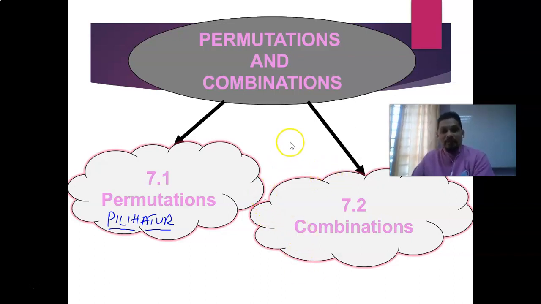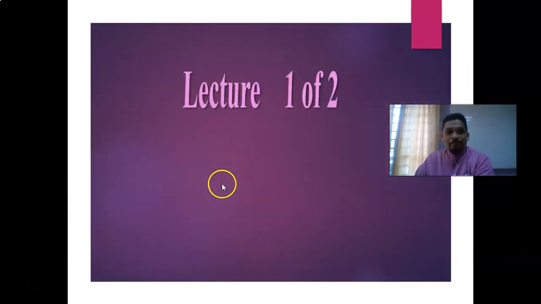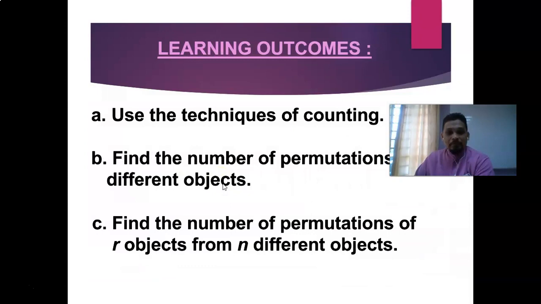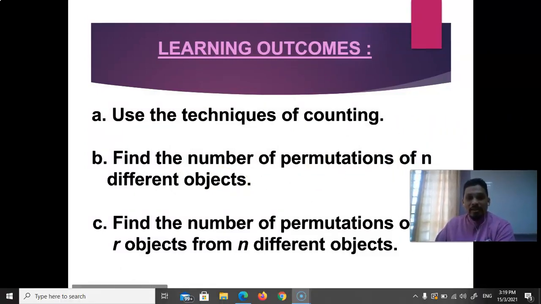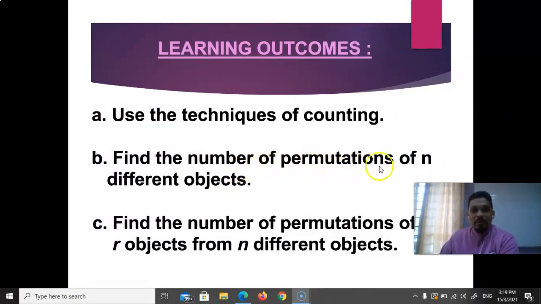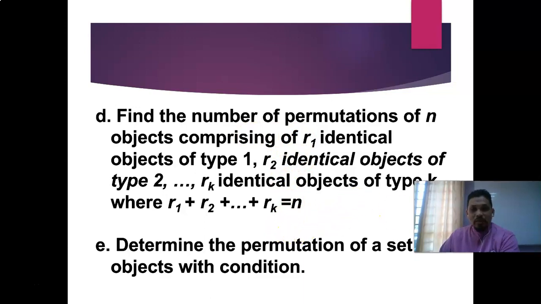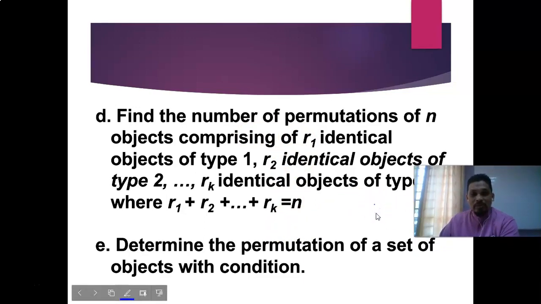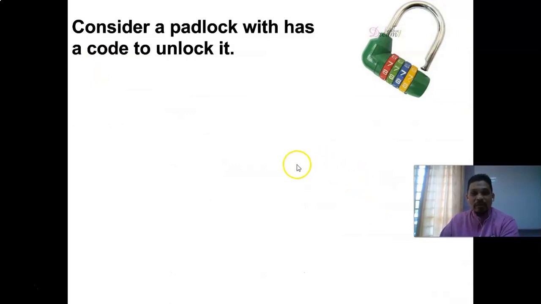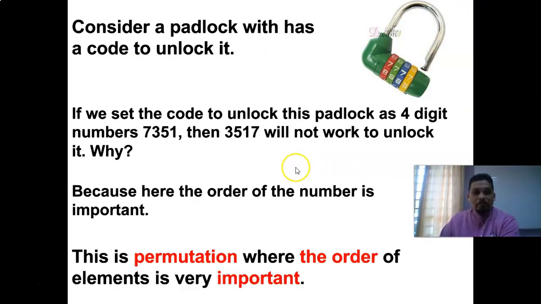So let's take a look at the first part of this lecture, 7.1, permutation. Use the techniques of counting, find the number of permutations of n different objects, and find the number of permutations of r objects from n different objects. I'm not going to explain all this. You may read by yourself, and we're going to look into an example so that it makes all of this definition clear to you.